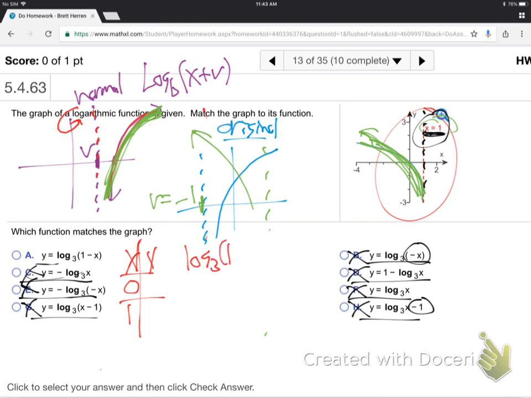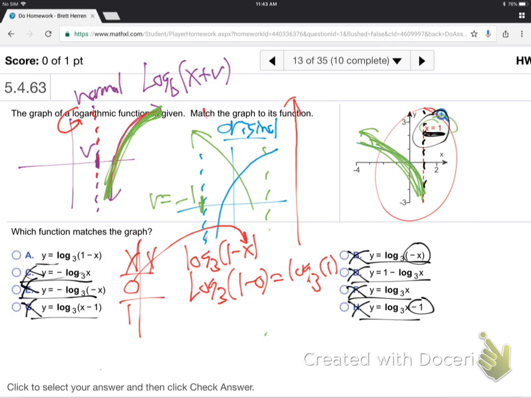Log base 3 of 1 minus x. So ready? Log base 3 of 1 minus 0. I plugged in 0 for x here. So that's log base 3 of 1. What is log base 3 of 1? I need to show you now how to do this on your calculator. Okay, so here's the other way. Do you guys have your calculators with you? Okay. Let's bring it up here.